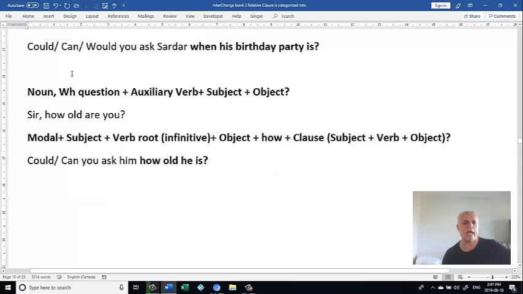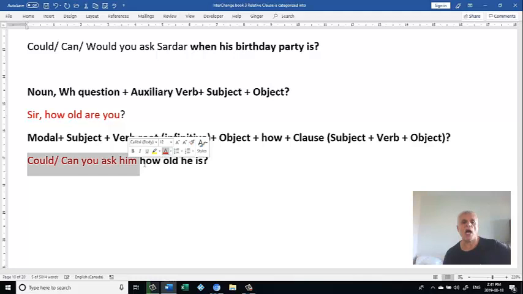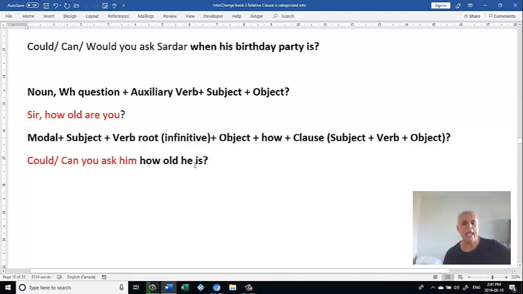Okay, let's go to the other one. Noun, W question, same thing, auxiliary verb, subject, object. Sir, how old are you? Then we have modal, subject, verb or infinitive, object, how, clause. Then we say subject, verb, object. Could you or can you ask him? That's the first part. How old he is, okay? Not how old is he, okay?